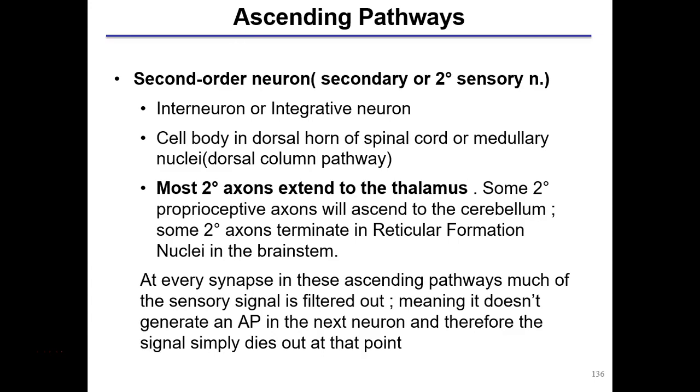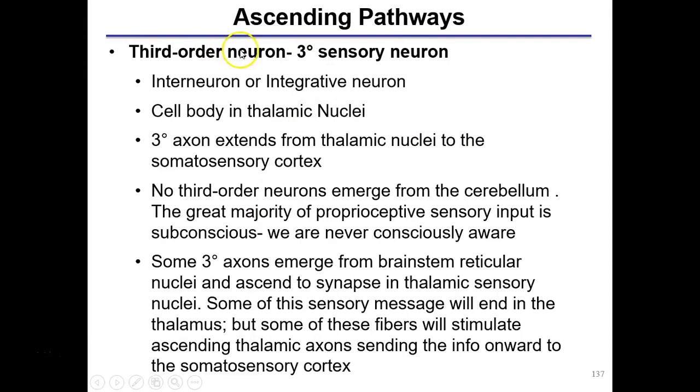It ends up being filtered out at some part of this ascending pathway relay system. Okay, and then there's third order sensory neurons, or tertiary sensory neurons. Again, these are integrative or interneurons. Many of these originate within the nuclei within the thalamus, which is a major relay point, eventually relaying signals up to the cerebral cortex. So the cell bodies for these neurons are usually located in thalamic nuclei, and then the axon emerges from these cell bodies and enters another fiber tract, an ascending tract, running from the thalamus up to the somatosensory cortex.